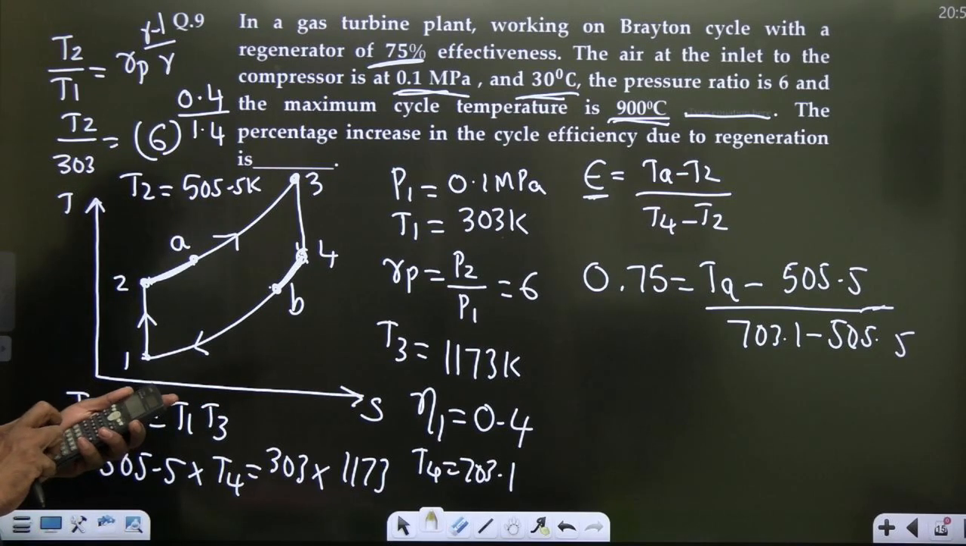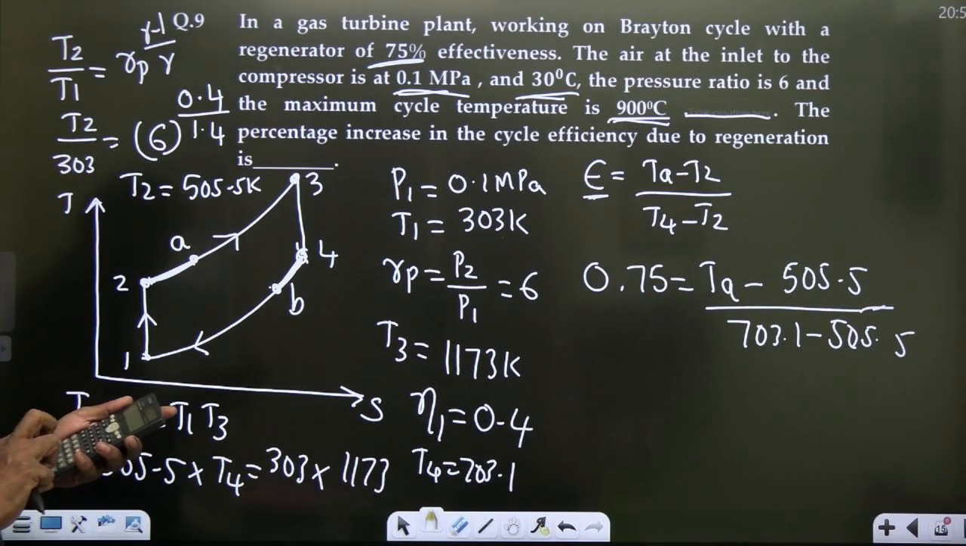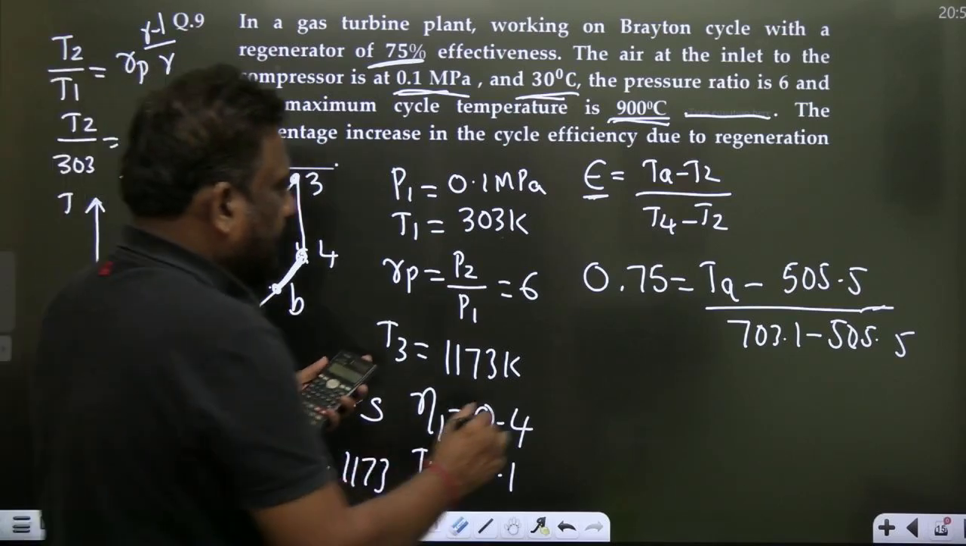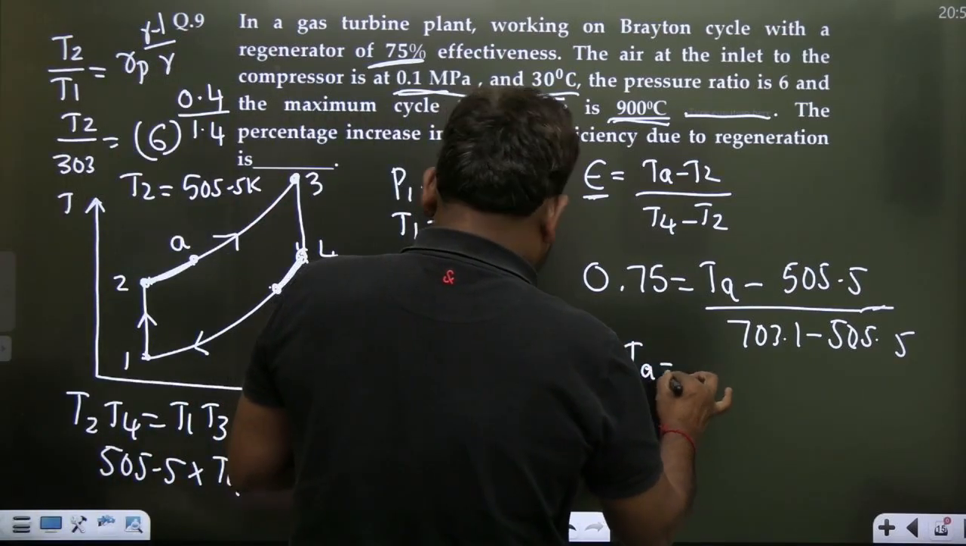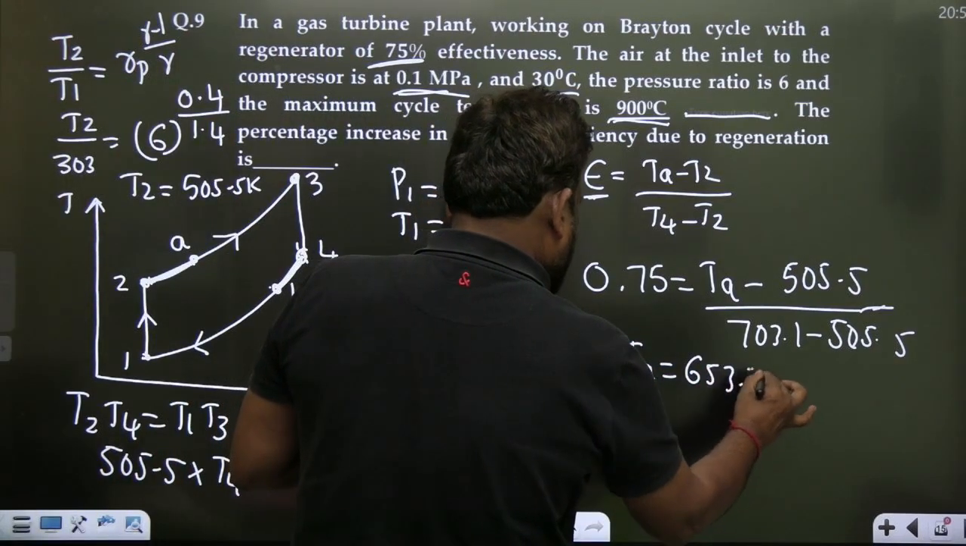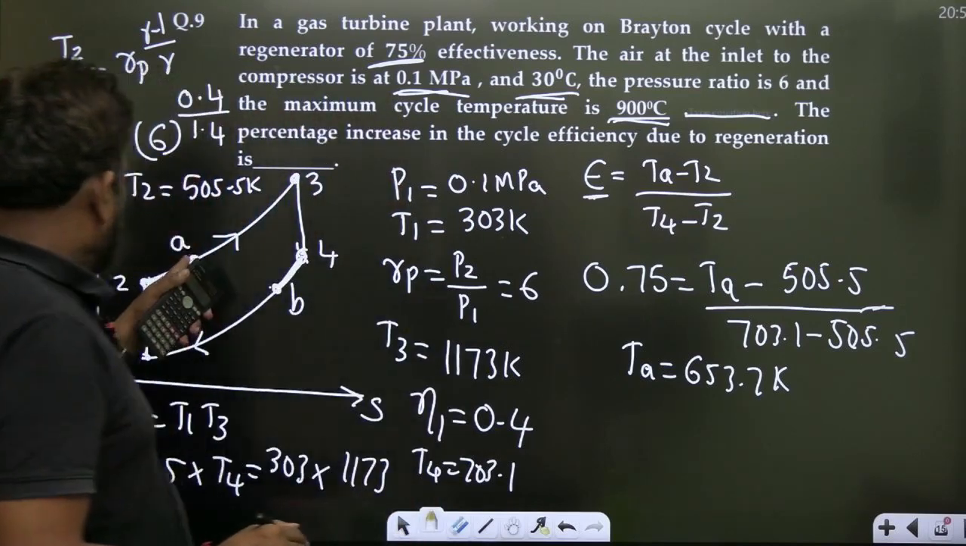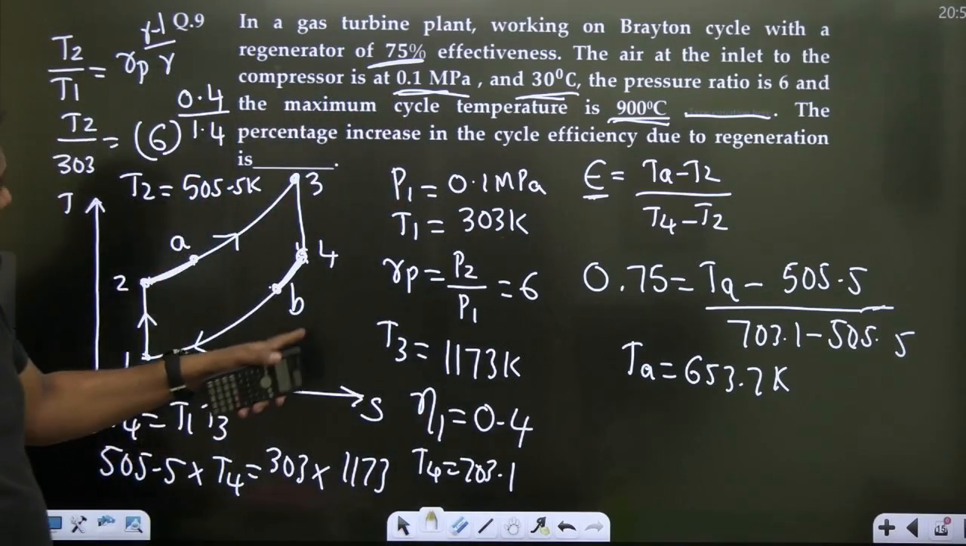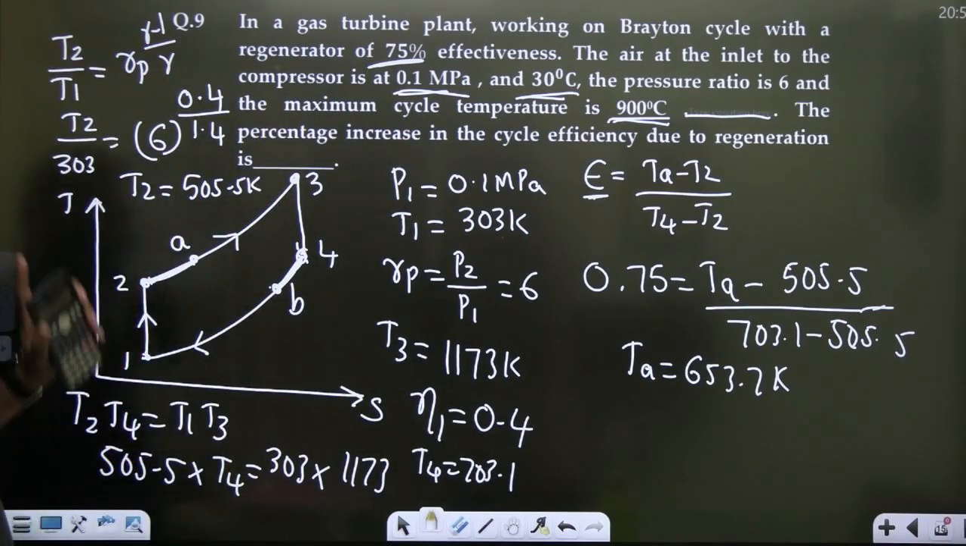0.75 into, plus. You should also calculate. Don't depend on me, please. I'm getting TA as 653.7 Kelvin. T2 is 505. Okay.